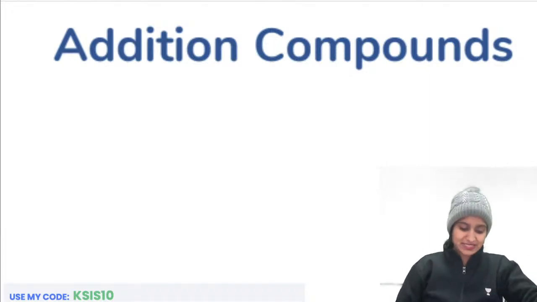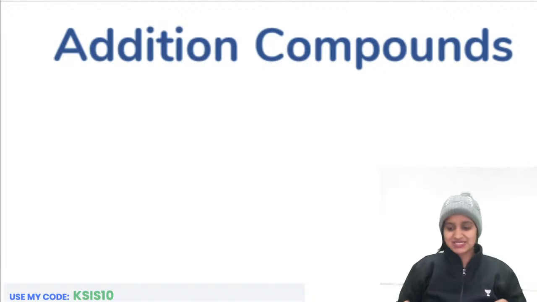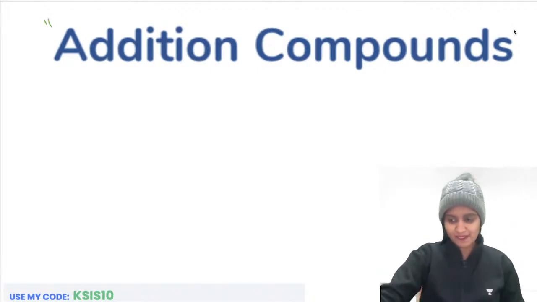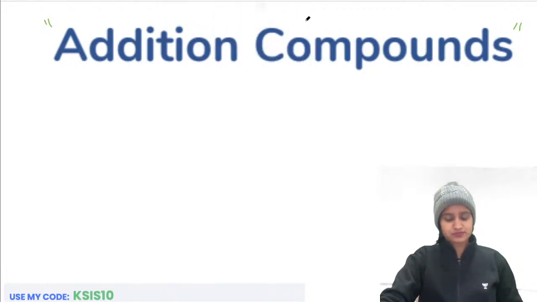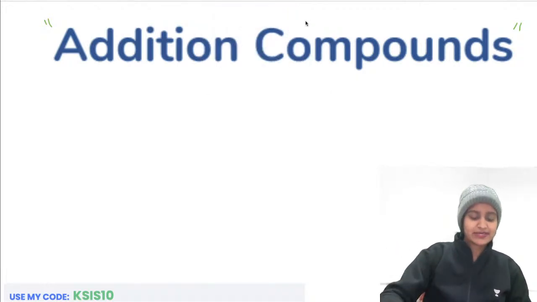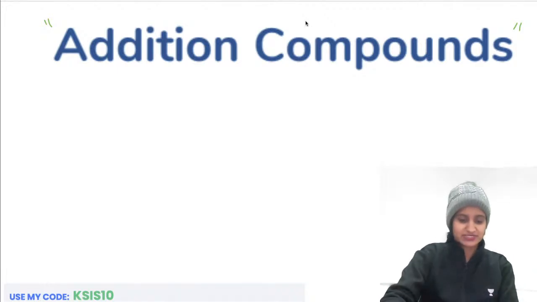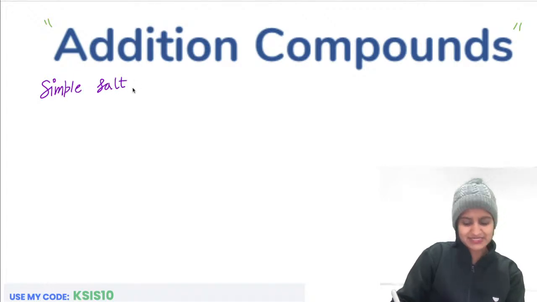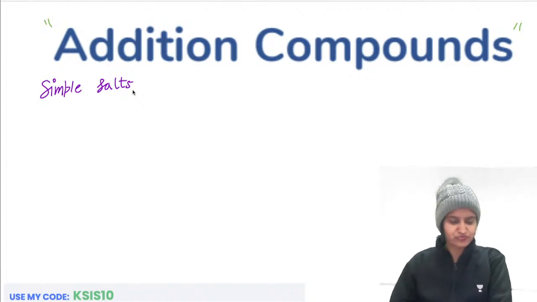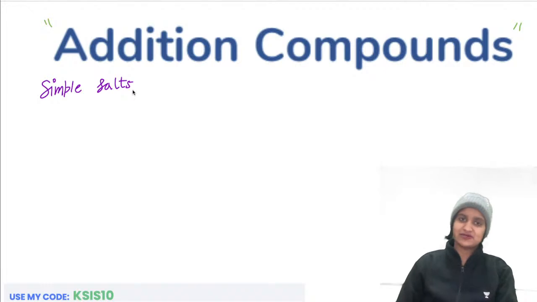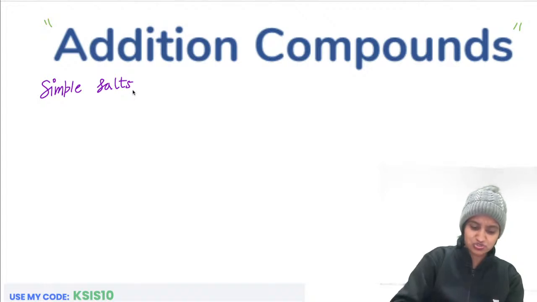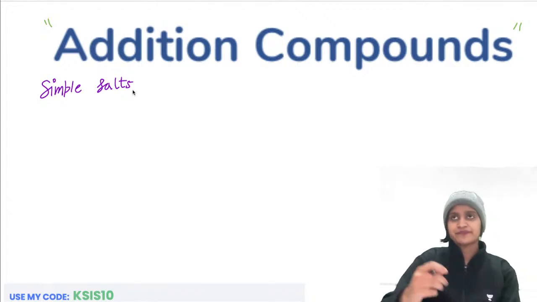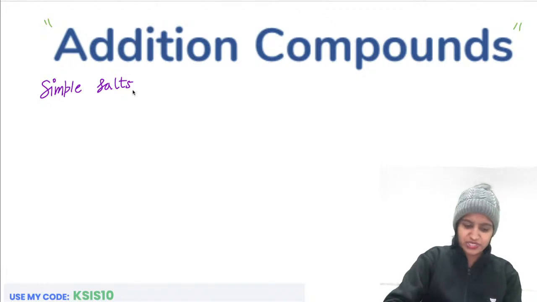Next. So we discussed simple salts. Now the next thing which we need to discuss is addition compounds. What are addition compounds? We know that NaCl, KCl, K2SO4 are quite stable salts. And it was seen that even after being so stable in nature, two different salts combine together to give a new salt.